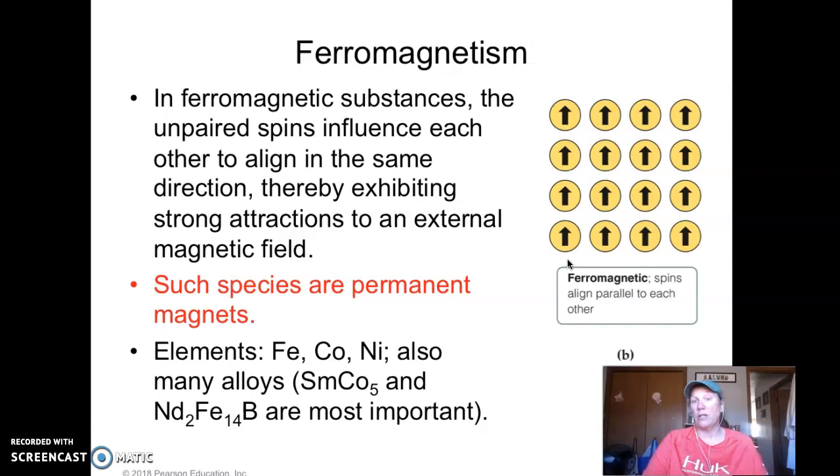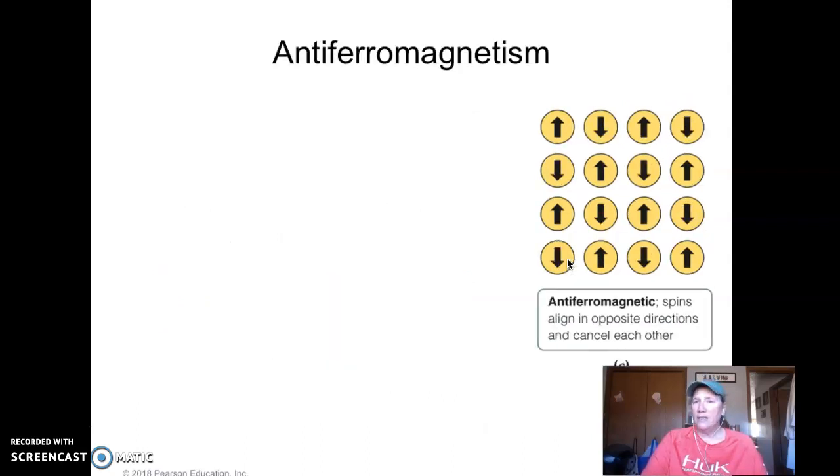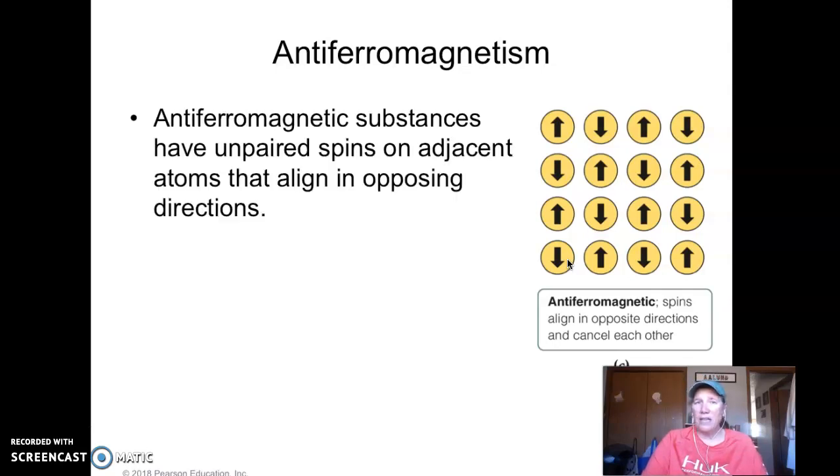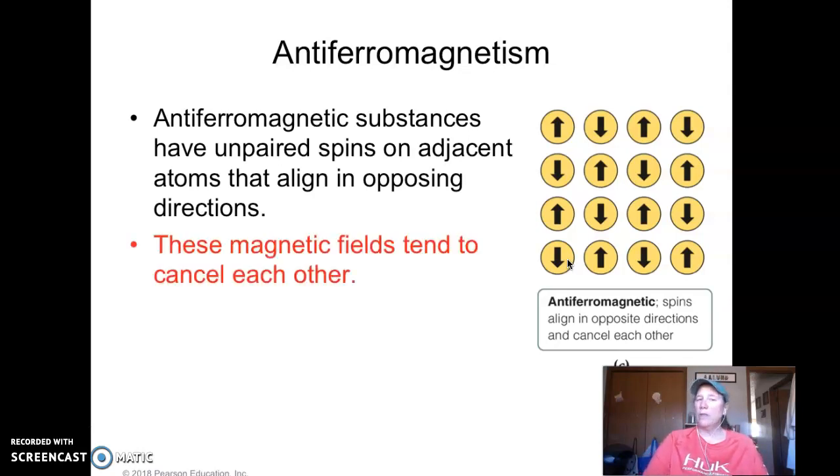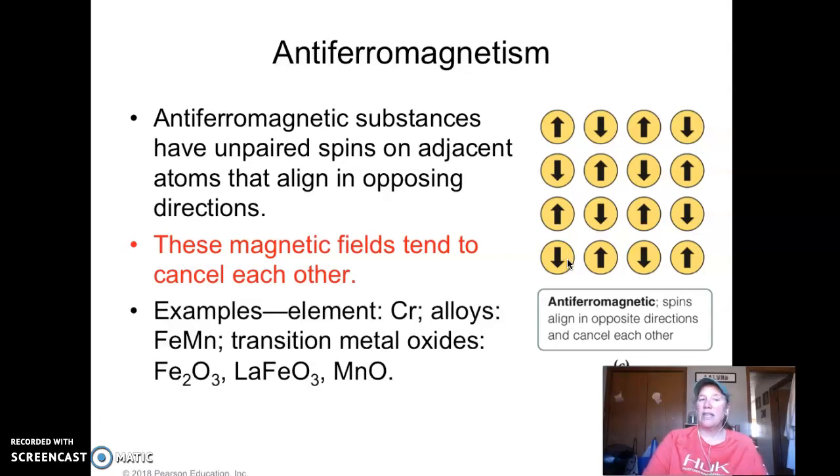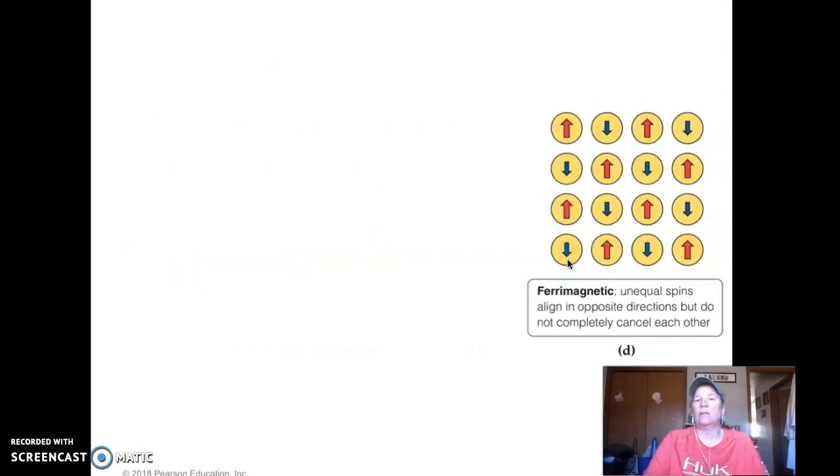So they're all spinning in one direction. You can see one's going up, one's going down. So what happens here is they have unpaired spins and an adjacent atom, so they kind of line up, so they cancel each other out. So they're not magnetic, okay? Because you can see the way they line up, they cancel each other's spin out. Examples of these would be chromium and then alloys. You can have iron alloys if you pair them up with the right thing, then they're not magnetic anymore.